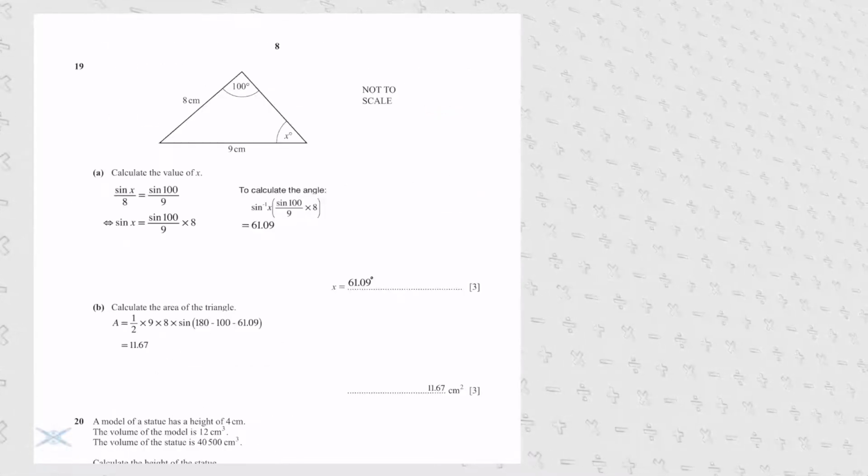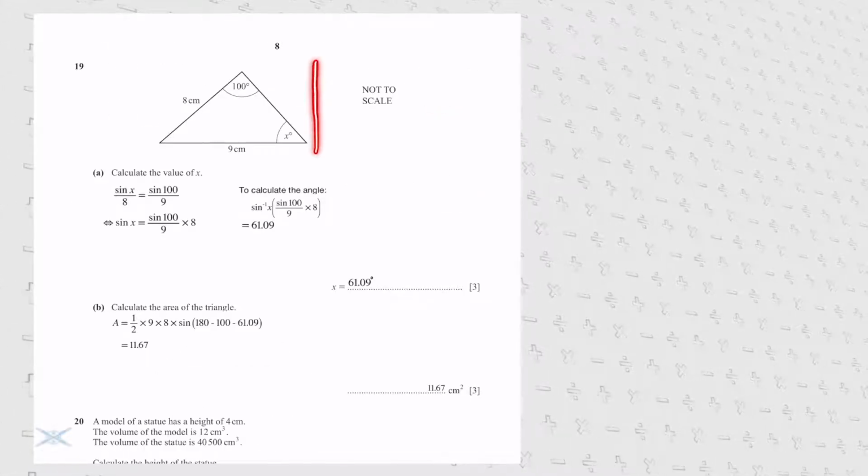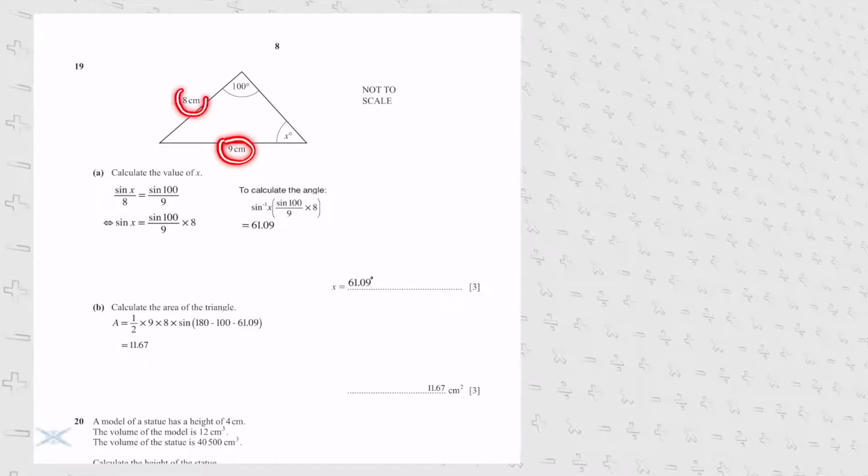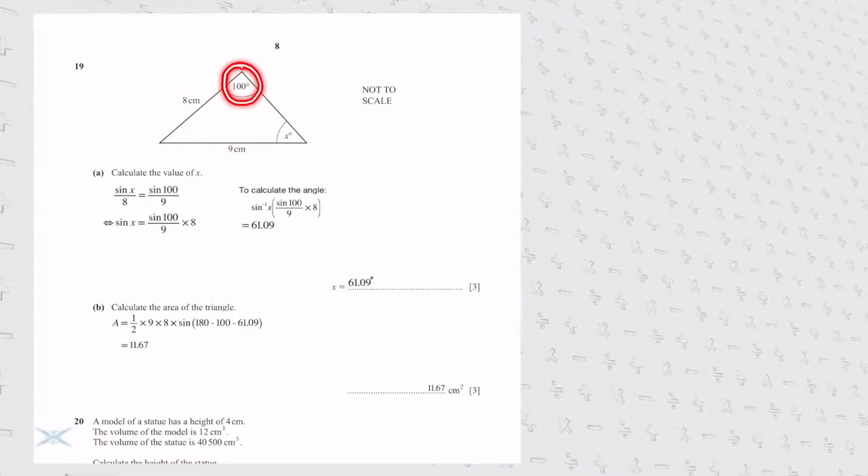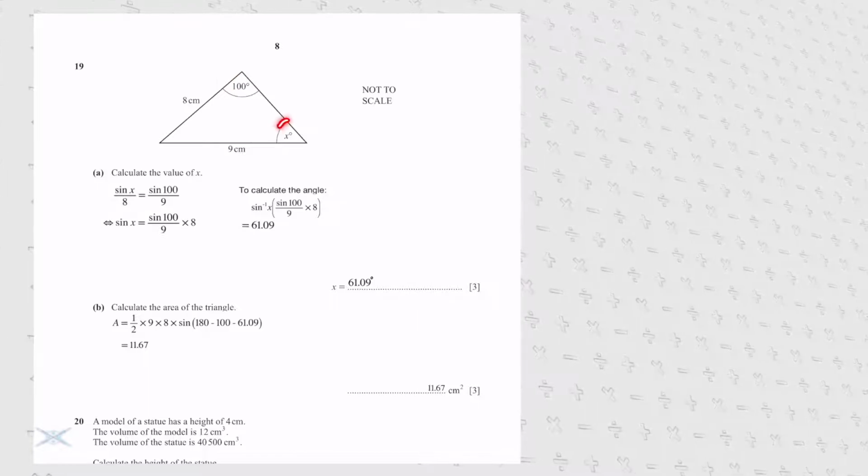In exercise 19 we can find a sketch of a triangle where two sides of it are given as well as an angle of 100 degrees, and we are required to determine the size of the angle x.